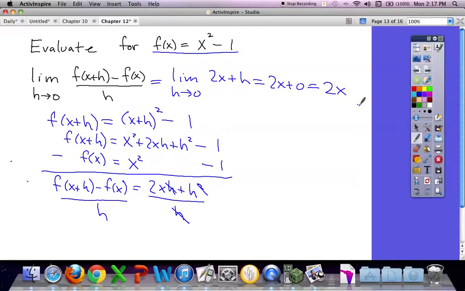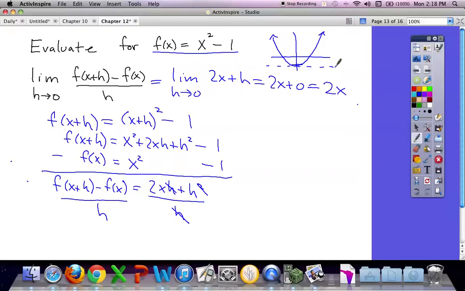I mean, this is a parabola, has a y-intercept of negative 1, opens up. So if I wanted to know the slope for any value of x, then I just plug into this formula. Like if x equals 0, then the slope is 0, meaning that right here, if I drew a line, the slope is a horizontal line.